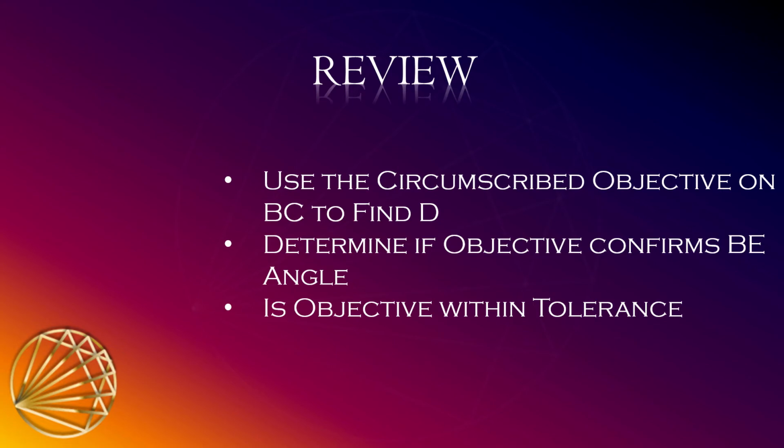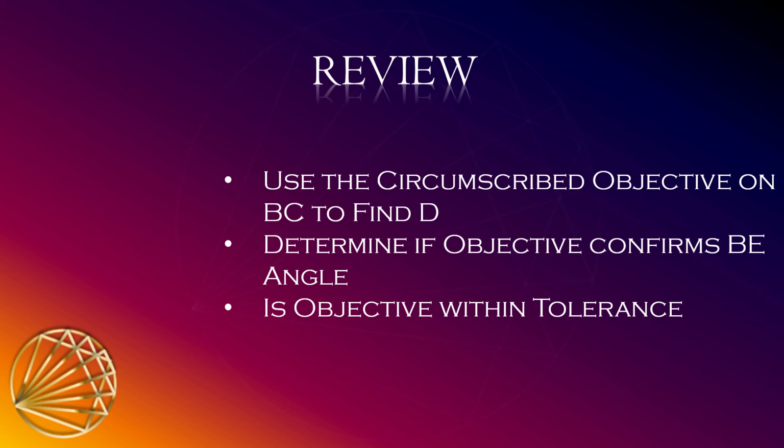All right, so let's review what we covered here today. We want to use a circumscribed objective on the BC leg to find D. The other techniques that we use have been focusing on other legs. This is unique in the sense that it's focusing on the BC. Once you've done the circle, the horizontal lines, and drawn the final trend line for the circumscribed objective, you've got to determine if the objective confirms the analysis that you've done already with our emblem in the quad.